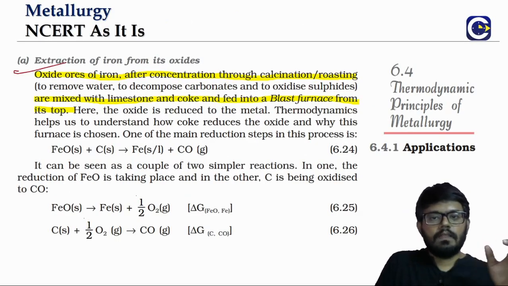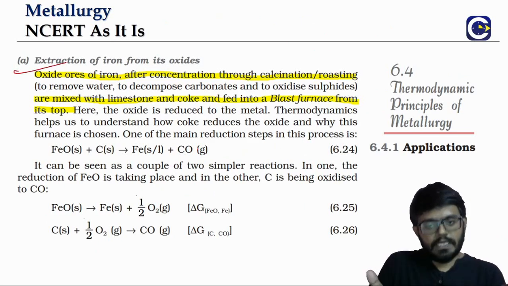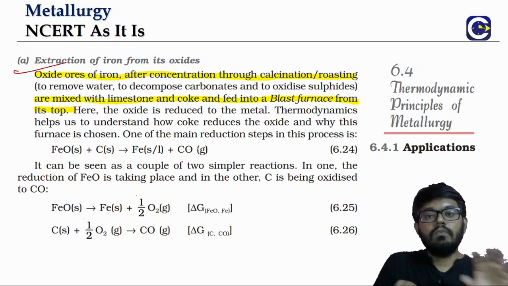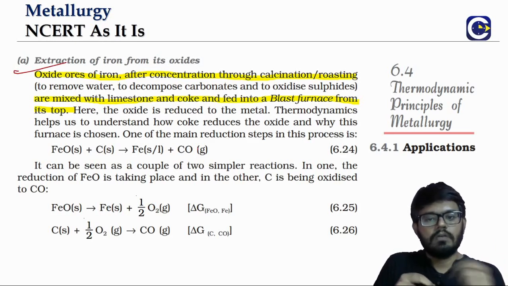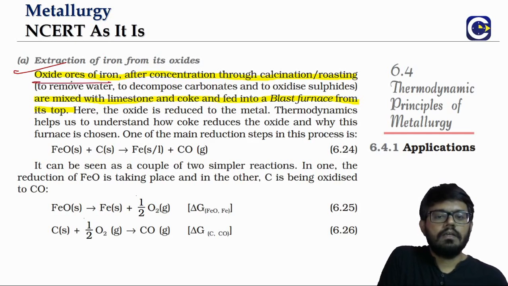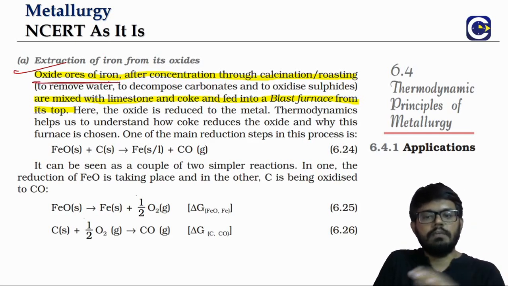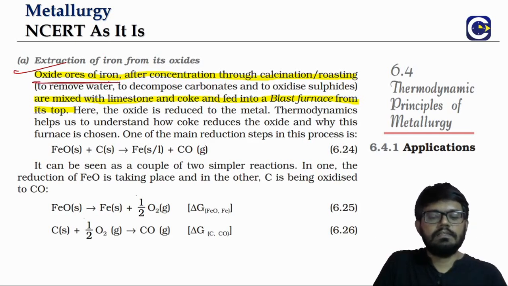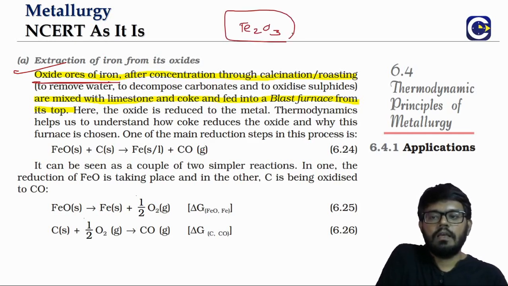Now the iron ore, after the concentration, if the ore is not in the oxide form, like a sulfide or carbonate, we will try to convert it into oxide form. So finally we will have the enriched oxide ore of iron. Here, in the extraction setup, we will mostly be taking the example of Fe2O3.